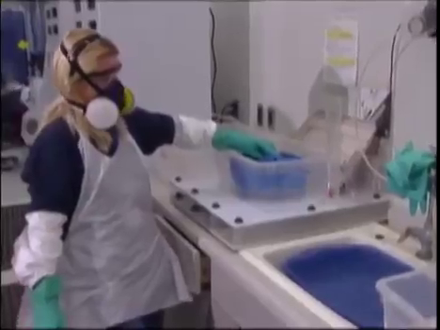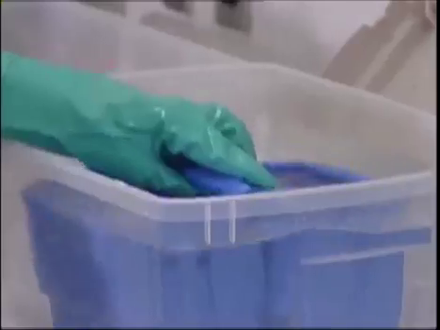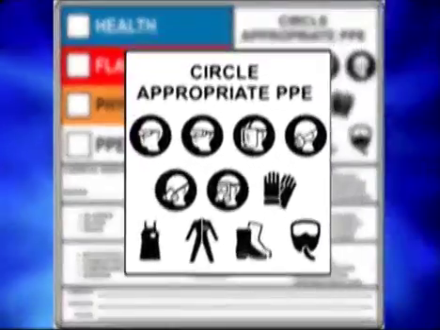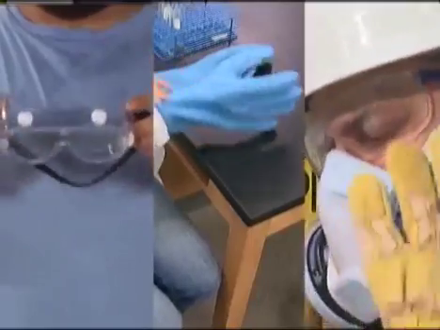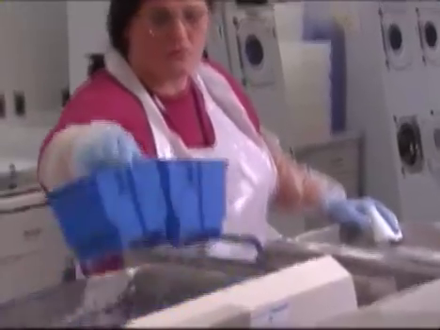To reduce the potential for risk of exposure, PPE should be worn that is appropriate for the chemical being used. Information on the correct PPE can be found on the chemical's label as well as the SDS. PPE is generally divided into 3 groups. Eye protection, safety glasses, goggles, and face shields. Hand and body protection, gloves and aprons. And respiratory, respirators, masks, and self-contained breathing apparatus.